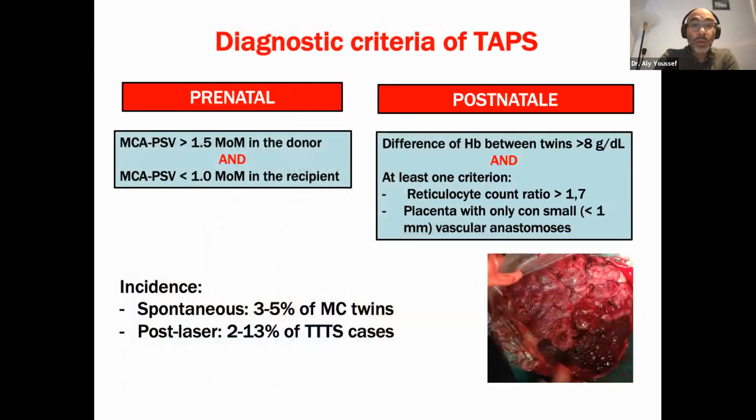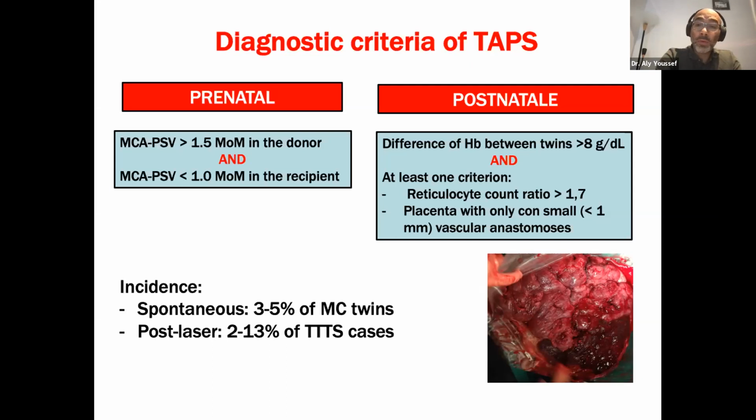The diagnostic criteria is one of the fetuses, the donor, having a high velocity in the middle cerebral artery. So we have a middle cerebral artery peak systolic velocity higher than 1.5 MoM, and the other fetus, the recipient, has a middle cerebral artery peak systolic velocity less than 1 MoM.